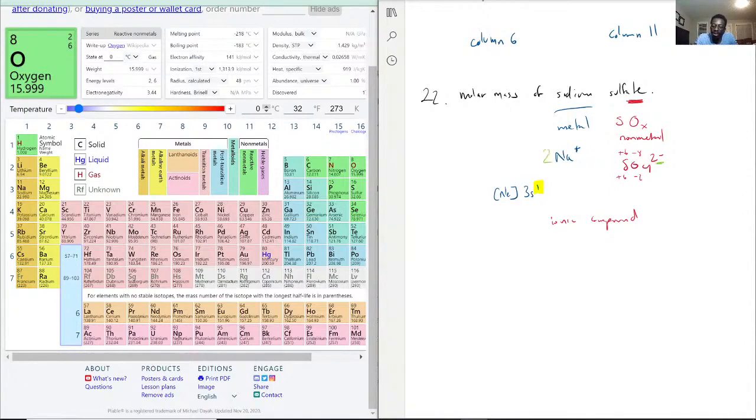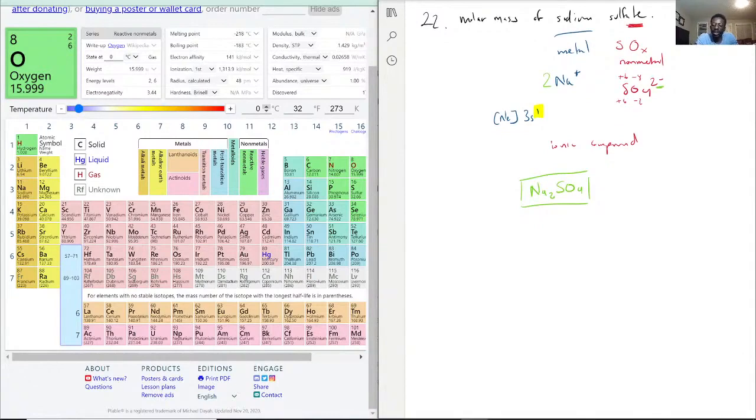So in order for this to balance out, we need 2 Na. The actual compound, sodium sulfate, would be Na2SO4. Okay. With that being said, they're asking for the molar mass. So get the constituents: 2 Na times 22.990, 1 sulfur times 32.06, and 4 oxygen times 15.999.